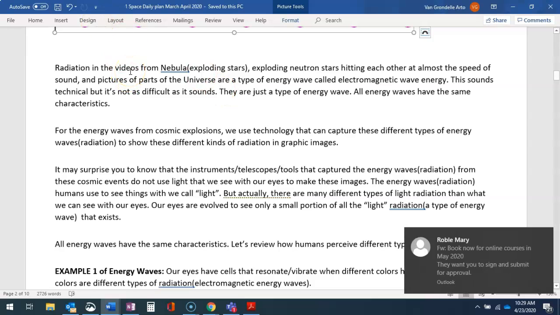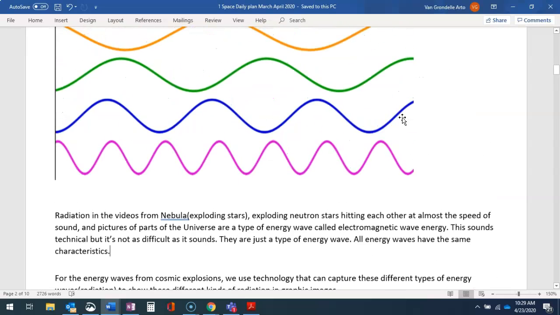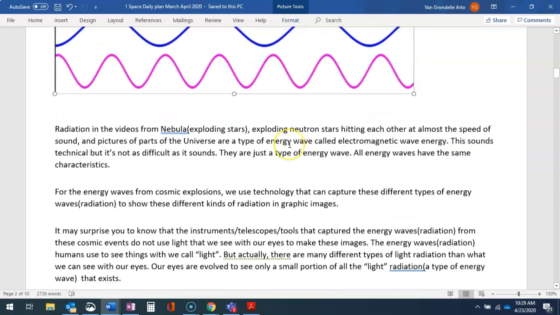The energy wave, which is also called light or light radiation, is what we've been seeing in the videos. They've been using the kind of energy wave called electromagnetic wave energy, or electromagnetic radiation, as it has also been called. Okay, it sounds technical, but it's really not. It's just a type of energy wave. All those waves have the same characteristics, right? How long the wavelength is, and that gives you the different types of energy. Okay, how long the wavelength is.